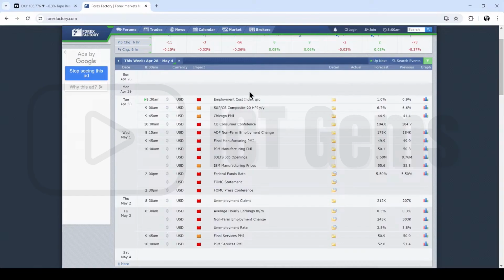When do I avoid daily bias? When do I avoid forcing a bias on this event right here? We have FOMC this week. We have a rate announcement. We have non-farm payroll. Look at this calendar. This is a minefield.